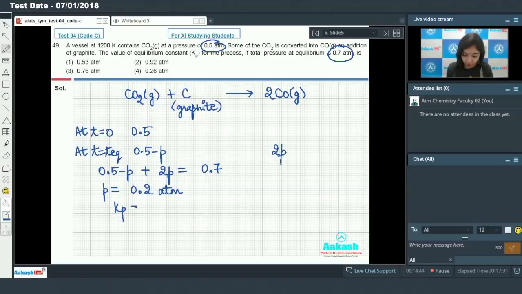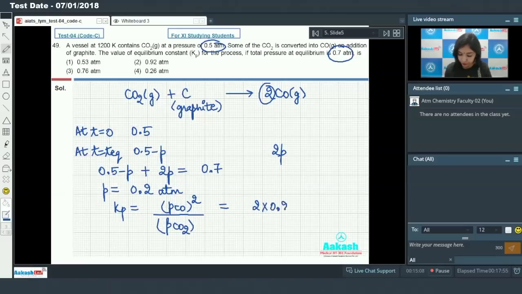So, Kp आपको पता है? Which is equal to partial pressure of CO. अब यहाँ पे coefficient कितना है? 2. तो यहाँ पे कितना हो जाएगा इसका? Square. And now we have pressure of CO2. ठीक है? अब प्रेशर ऑफ CO कितना है? It is 2p. So 2 into 0.2 का whole square divided by pressure of CO2 which is 0.5 minus p. तो 0.5 minus 0.2 which is equal to 0.3. And now calculate this, it will come out to be 0.53 atmosphere. So Kp की value कितनी हो गई? 0.53. So option number 1 will be the correct answer.